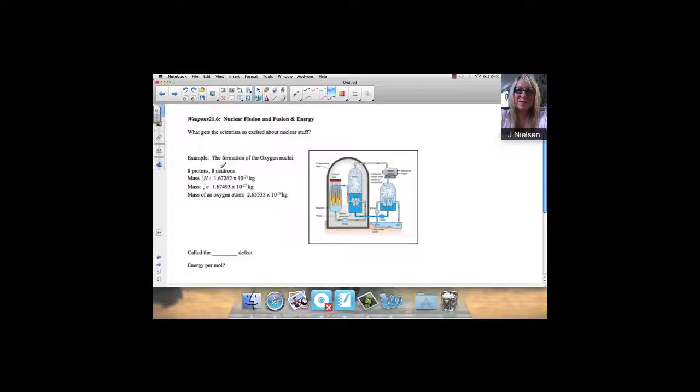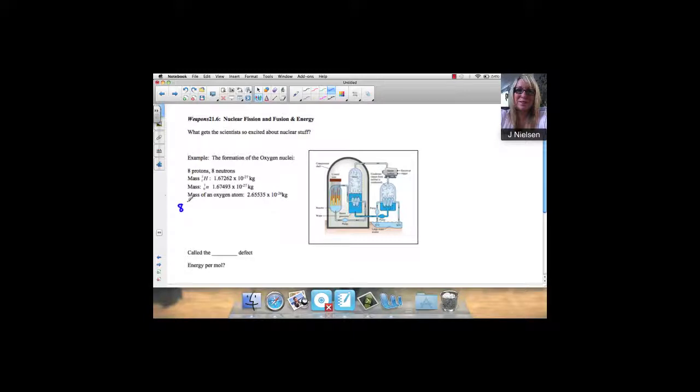Okay, so what gets scientists so excited about all this nuclear stuff? Well, basically, you can produce a whole lot of energy from a very, very small amount of mass. I'm not going to ask you to calculate this, but I just want you to understand what we're talking about when we're talking about a ton of energy from a small amount of material. Mass of H, so this is the proton, and the mass of the neutron. And this is the actual mass of an oxygen atom. So we know that oxygen has 8 protons, 8 neutrons. So let's calculate the mass of oxygen based on that.